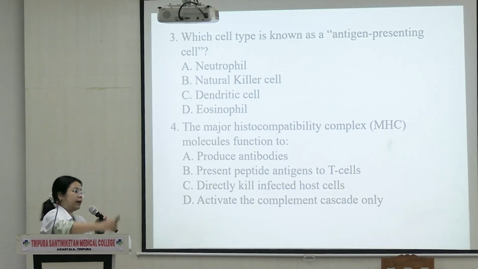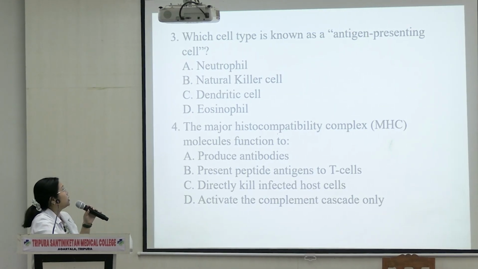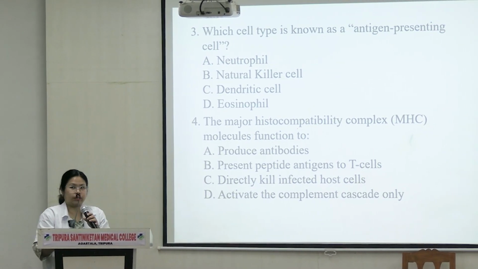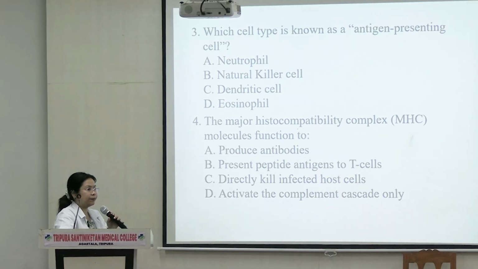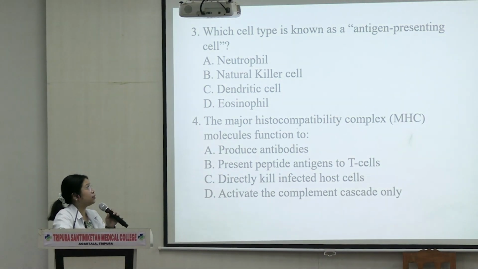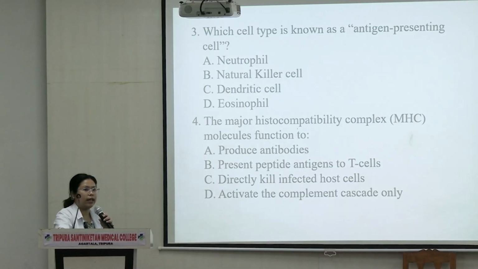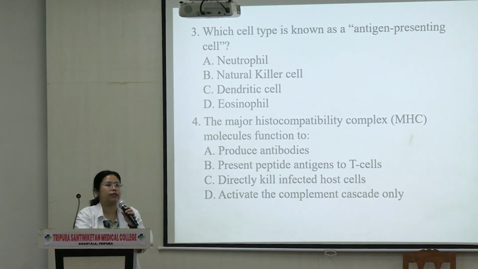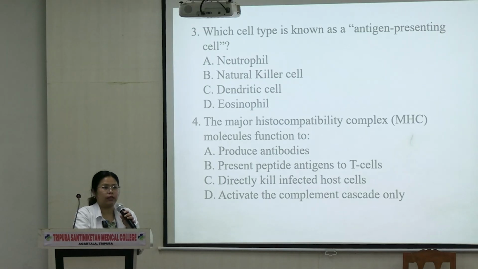Then, please this part, the next one, which cell type is known as the antigen presenting cells. The others please don't answer, okay? We'll come group wise. Neutrophil, natural killer cells, dendritic cells and eosinophils. Antigen presenting cells. They don't kill them themselves, but they present the cells to the T lymphocytes.